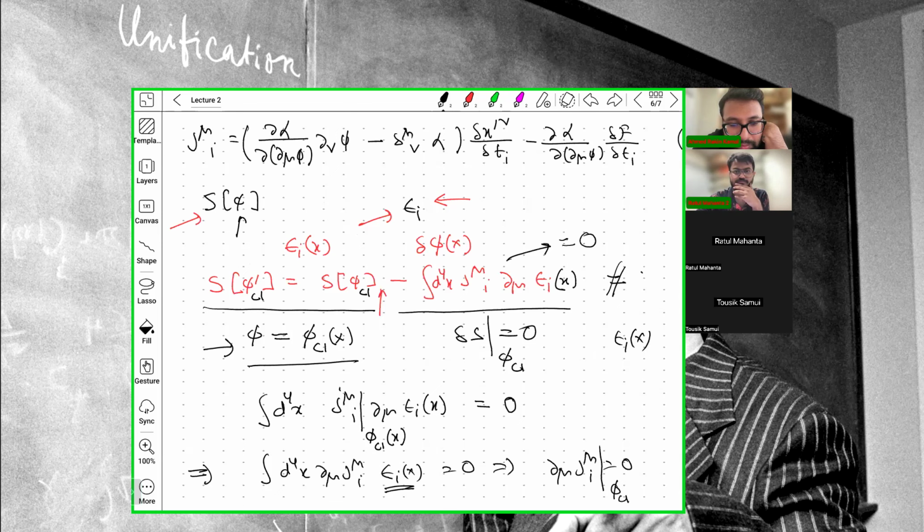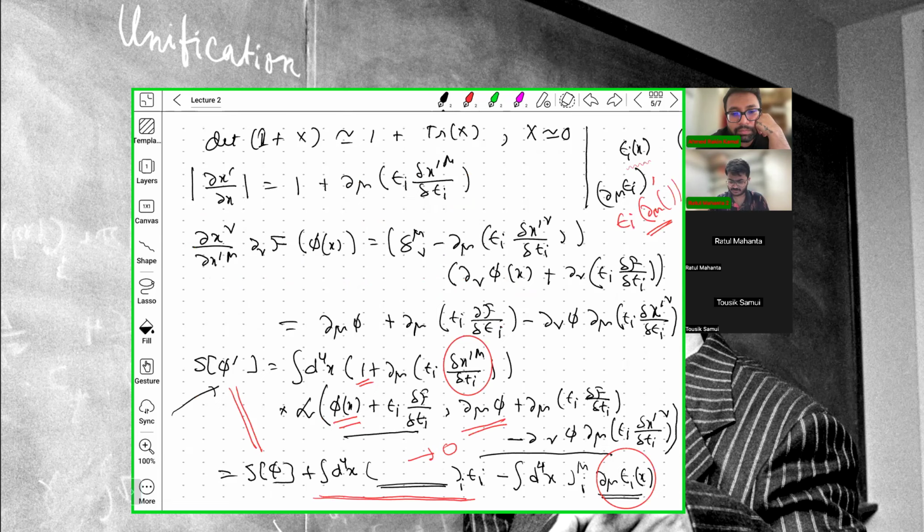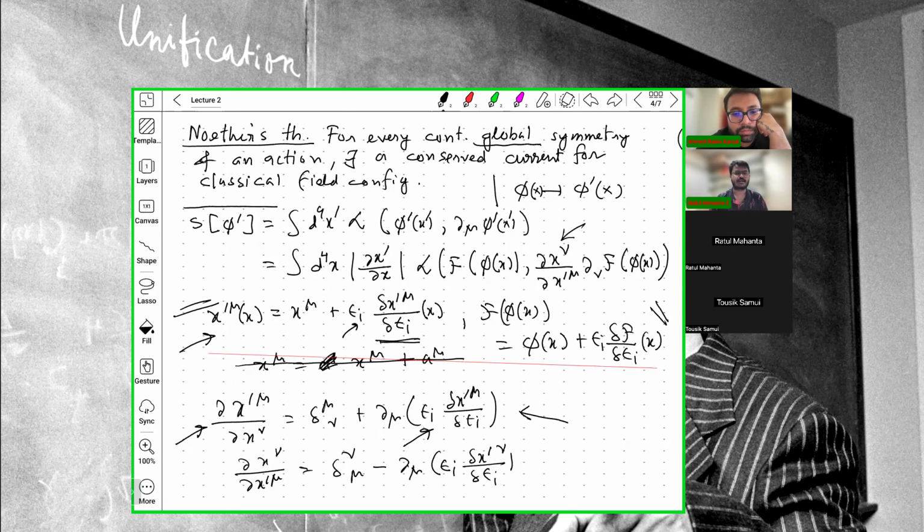Let me ask a few from the chat. Does Noether's theorem hold for local symmetry and global symmetry too? Well, as I stated, it's only for global symmetry, and I think I have outlined the proof, and you can see that I have only assumed global symmetry. And the conserved currents are along the classical configuration only. That was a key point in my derivation, that we assume the symmetry is for global transformations. The parameters epsilon do not depend on x.